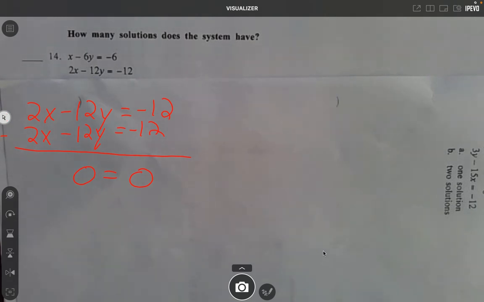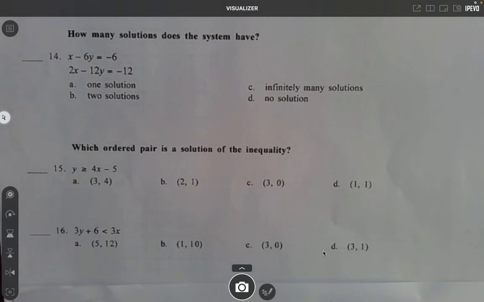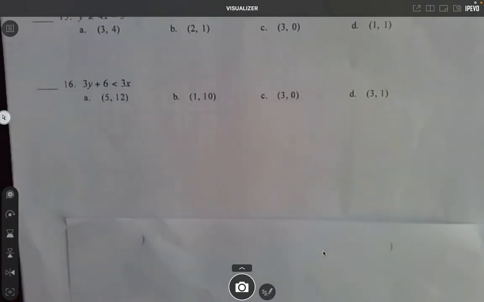What if they ended up being like 2 equals 4? That's no solution. Or if you notice, the variables cancel out and you get a different number, anyway, it'd be no solution. It's one solution if you actually work it out and get an answer. Does it say one solution as an answer choice? Okay, so that'll be on there tomorrow. It's definitely not 2 solutions, so you can mark that one off for sure.